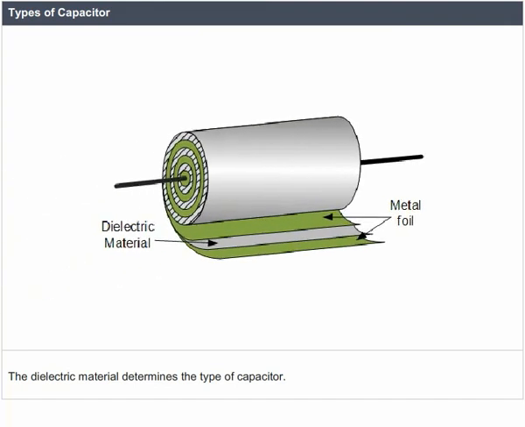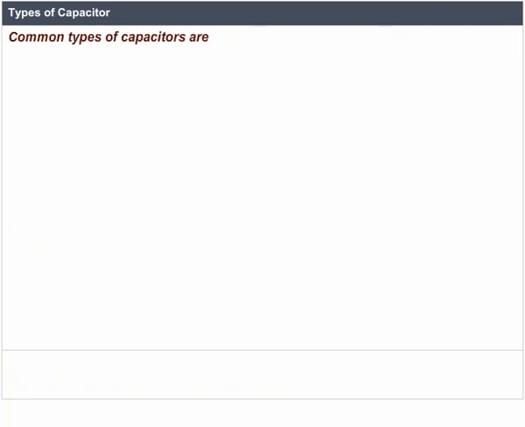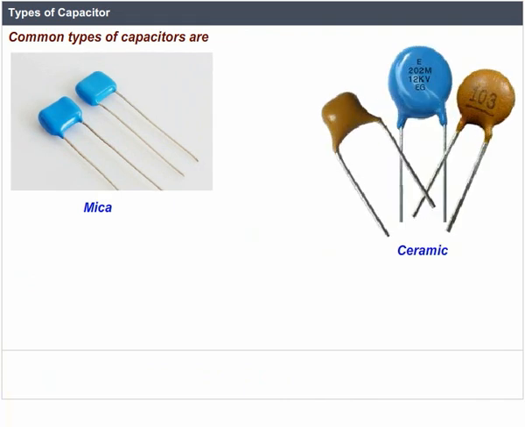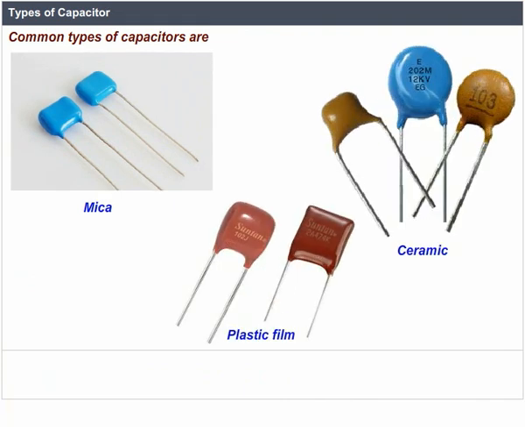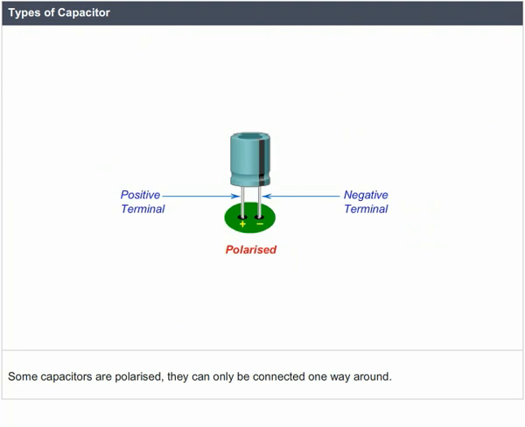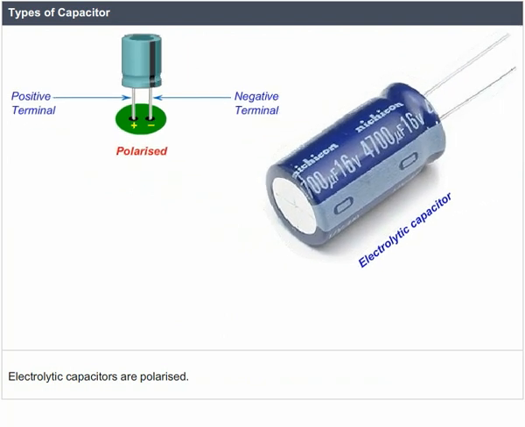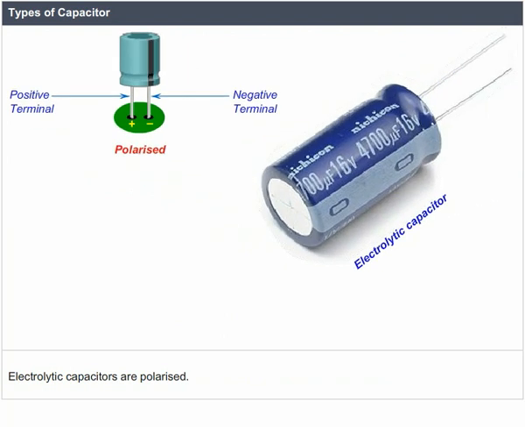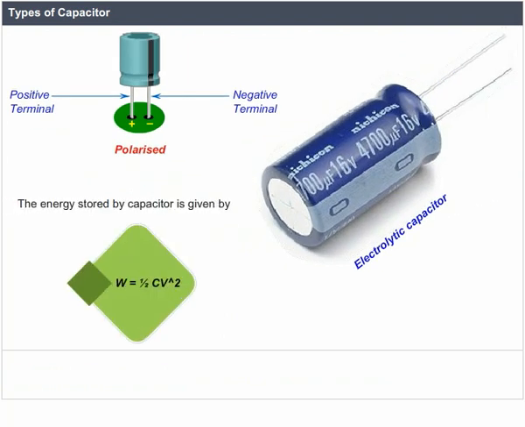Types of capacitors. The dielectric material determines the type of capacitor. Common types of capacitors are mica, ceramic, plastic film. Some capacitors are polarized. They can only be connected one way around. Electrolytic capacitors are polarized. The energy stored by capacitor is given by W = 1/2 CV².